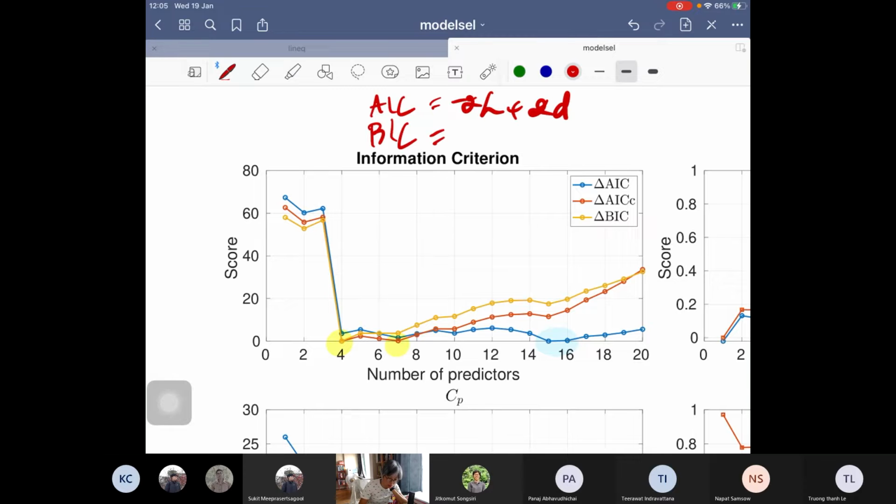Between AIC and BIC, the scaling that penalizes the model complexity for the AIC is a factor of 2, but for BIC it is a factor of log n. What is n? It is the number of samples. So which score penalizes more on the complexity if you look at this scaling parameter?